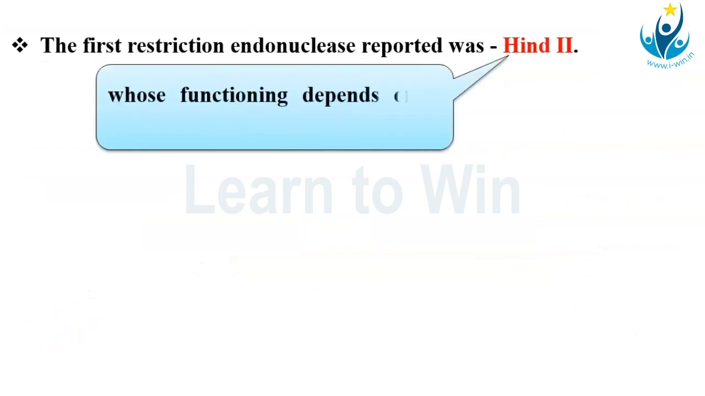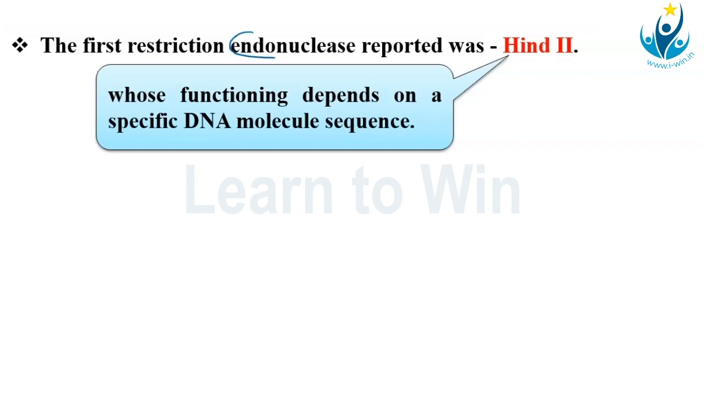Now, the first restriction endonuclease was Hind2. Now here is the twist. Why am I calling restriction enzymes endonucleases? That is because all restriction enzymes are endonucleases, because they cut in the middle. They don't cut at the terminal positions. They remove nucleotides in between, in the DNA or the RNA or the nucleic acid strand. So that's why restriction enzymes are also called restriction endonucleases.